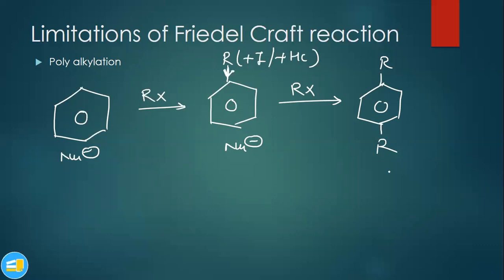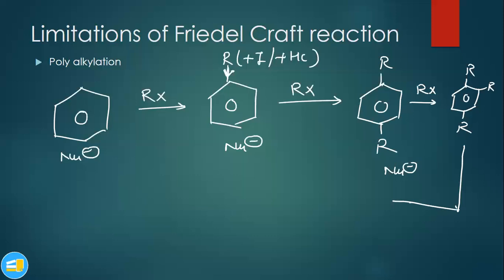Now it has two R groups, so nucleophilicity will further increase, and it will again react with another RX to form tri-substituted product. And this reaction will keep on taking place. Why? Because in every step a highly nucleophilic ring is being formed, so every next ring is more nucleophilic than the previous ring, and it will be more inclined to react with RX. So the possibility of polyalkylation is always there in Friedel-Crafts alkylation reaction. That is also one of the limitations of the reaction, right? So these are three limitations.